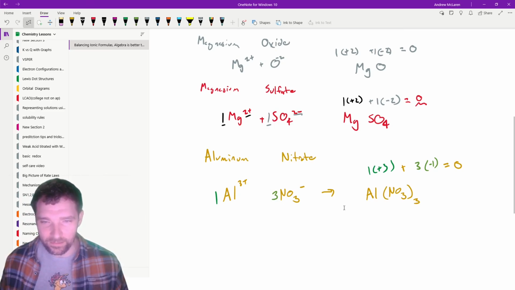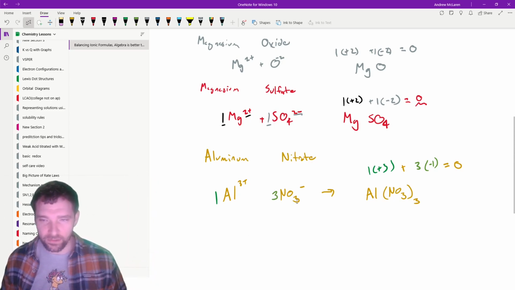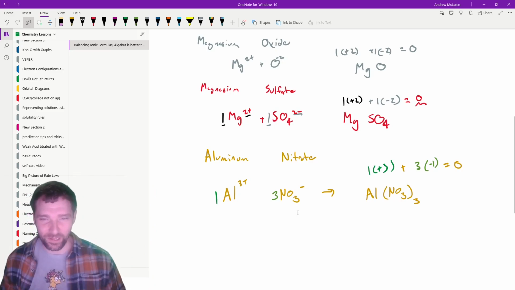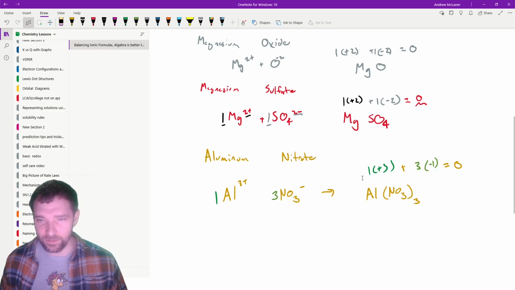But people can get a little bit messed up with the swap and drop because like, oh, I've already got 3 down there. No, you do not have 3 down there. That's within 1 polyatomic ion. So it helps to really think about these in terms of the charge and the number of ions.